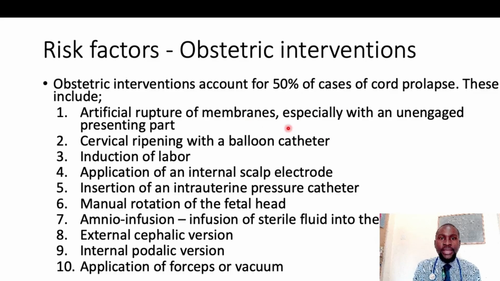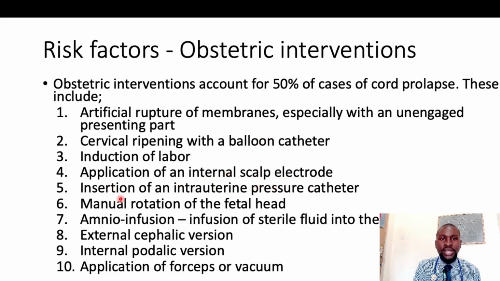Cervical ripening with a balloon catheter. Remember, you're introducing a catheter inside, and as you introduce that catheter to ripen the cervix, that procedure itself may dislodge the presenting part, and that can lead to a cord prolapse. Induction of labor is another one, because even the balloon catheter is part of induction of labor. Application of an internal scalp electrode. Remember, where are you applying this scalp electrode? On the scalp of the baby, internally, meaning you push through the vagina, through the cervix, and apply this scalp electrode on the baby.